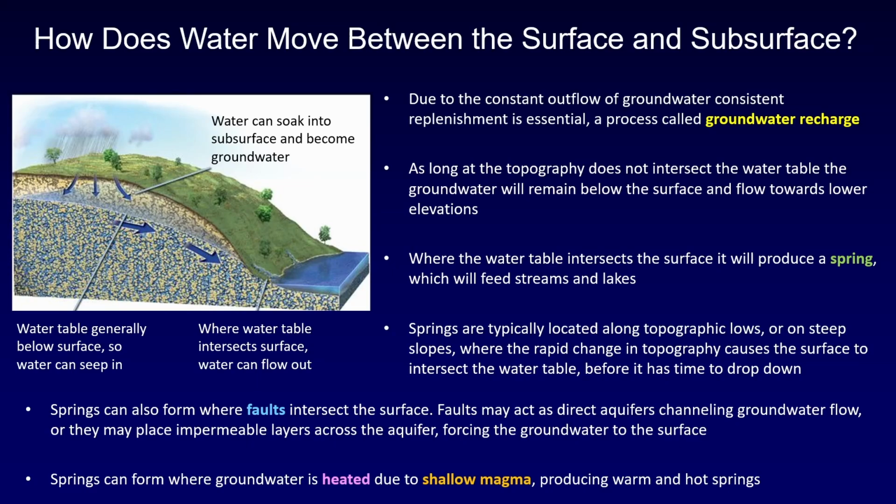So in the case of faults and in the case of impermeable barriers, it's not the water table intersecting the surface, it's another feature which is helping to channel that groundwater flow until it reaches the surface to form a spring. Now, we can also have springs that form from groundwater that is heated due to shallow magma. Of course, the Yellowstone would be a good example of that. And these will produce warm or hot springs.